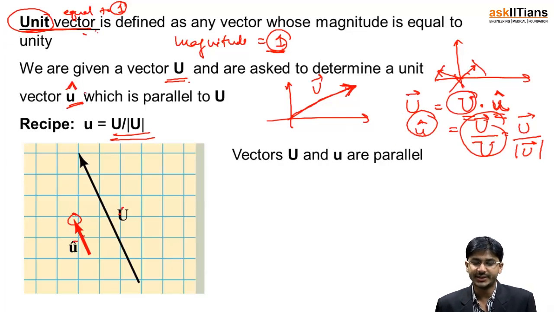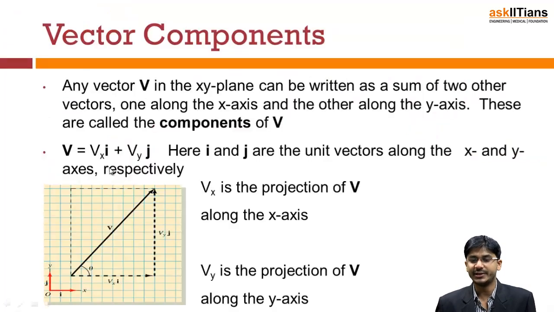This was vector u. The direction will definitely be the same, and for unit vectors we denote this with a sign, cap. For normal vectors we give an arrow at the top. For unit vectors we give a cap at the top. The direction will be the same.